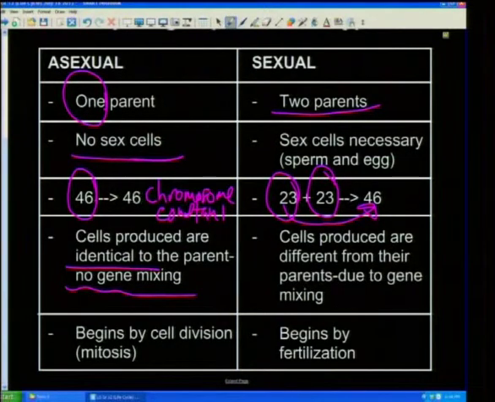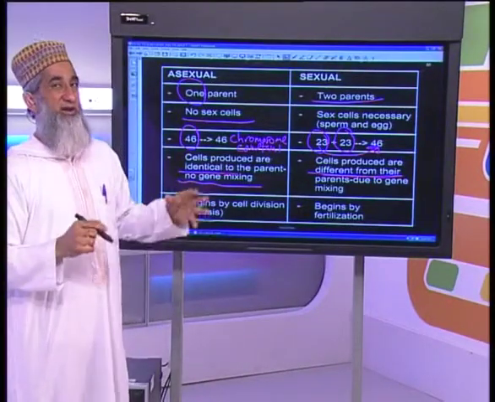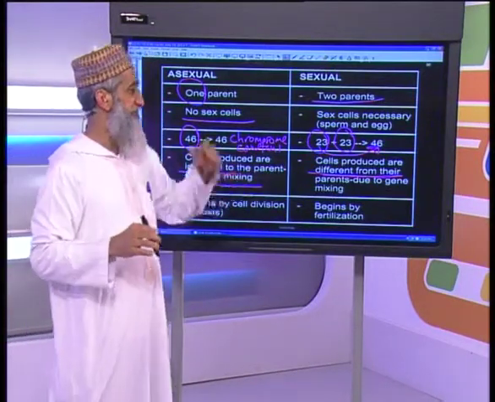Here the cells are different. By the way, Mashudu, apart from the mixing of sex cells, what else causes cells to be different from the original parent?